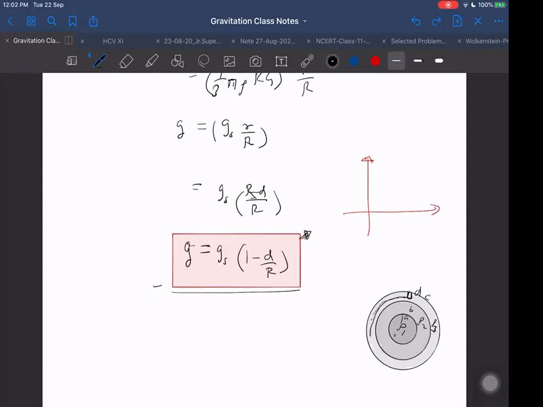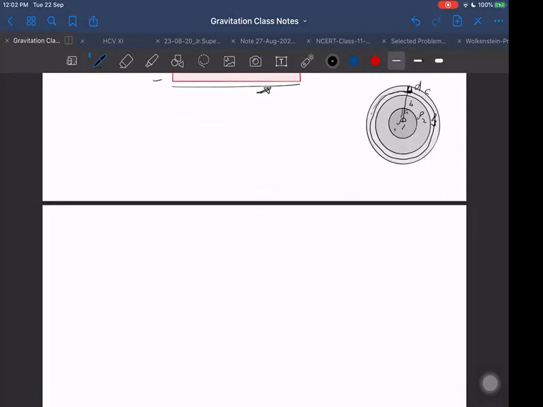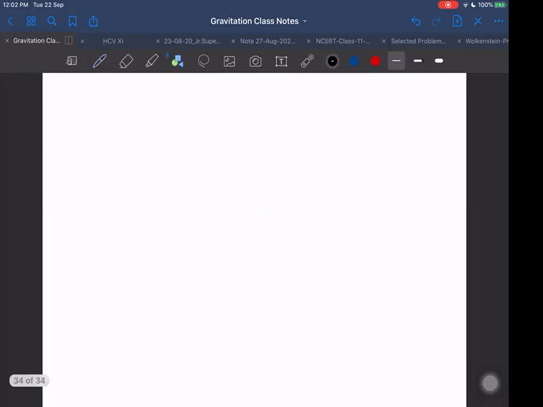Mass enclosed in an imaginary sphere taken with the same center, up to that distance where we want to find out the gravitational field. Then follow the same procedure, but the formula will not be just g_s into (1 minus d by R). In such cases, this formula depends on rho 1, rho 2. Yes, it will depend on rho 1, rho 2. It will depend on A, B, C. Okay, this thing we know.